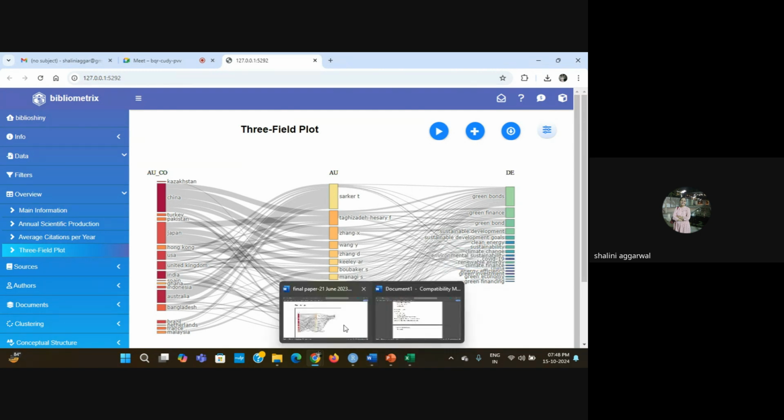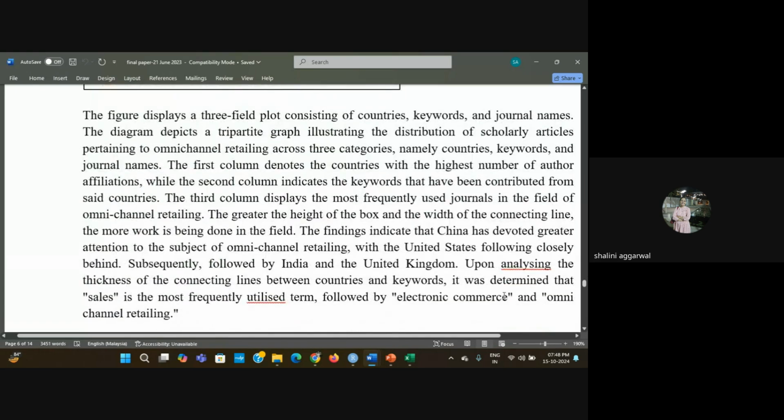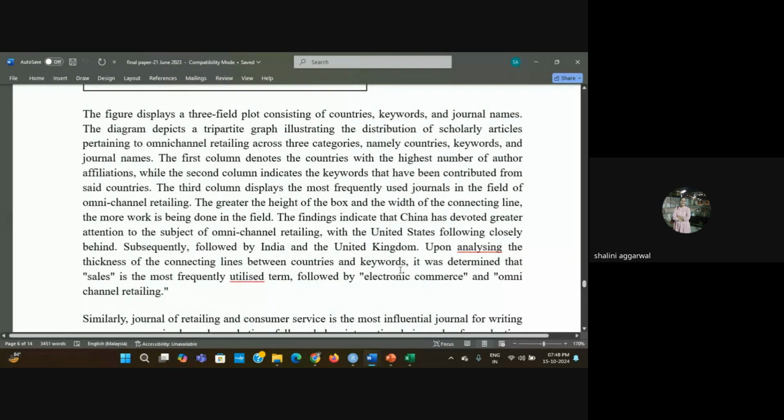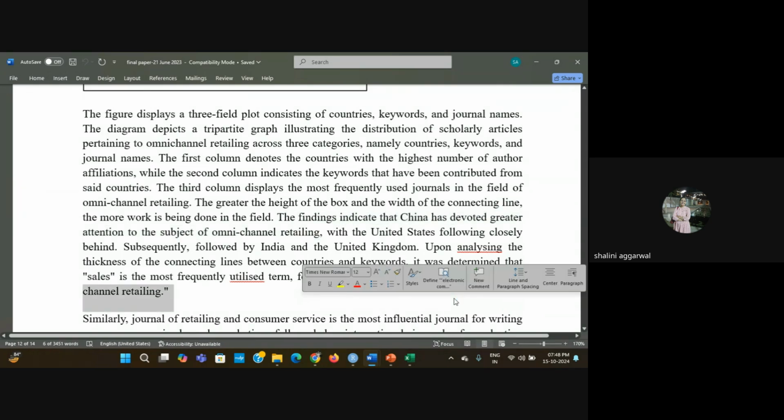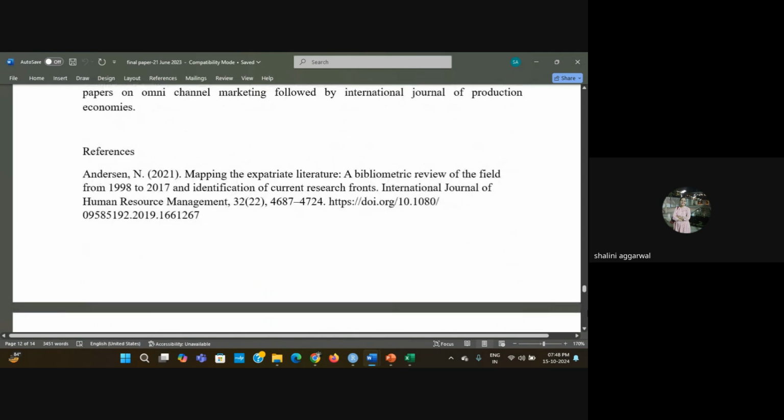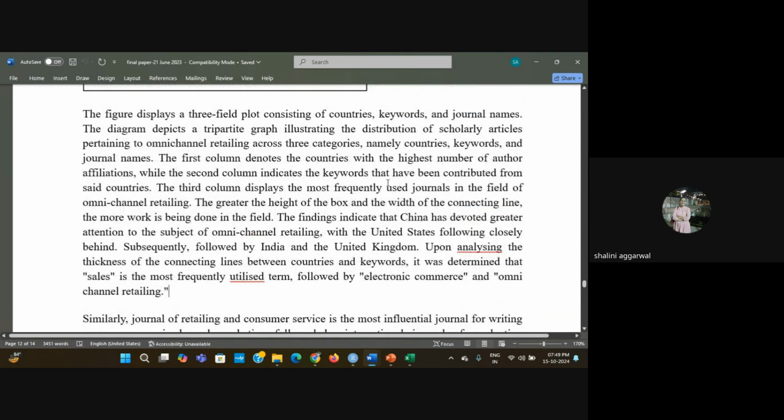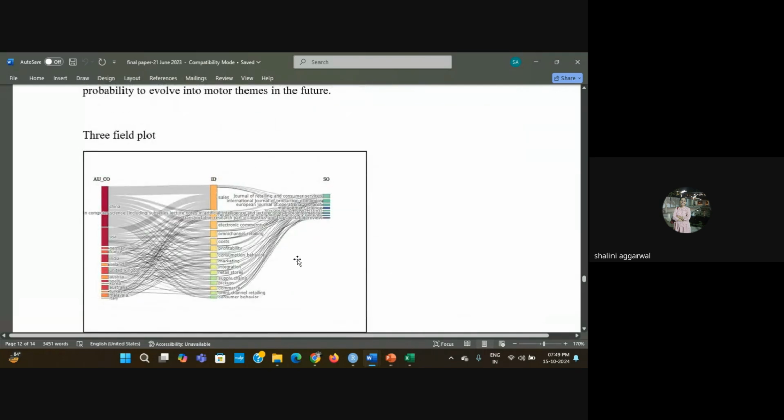So this is what I have also written in this paper of mine. Look at this. Let me decrease the font size a little bit. Here I have written that the findings indicate that China has devoted greater attention, this is another topic of mine on omni-channel retailing, with the United States following closely behind, like this. So you have to write like this. Then you have to talk about the keywords. So electronic commerce and omni-channel retailing are the most important. So this is how you have to write. Then about the journal, which is the most important journal. So like this, you have to describe this graph, and this graph is called a three-field plot.